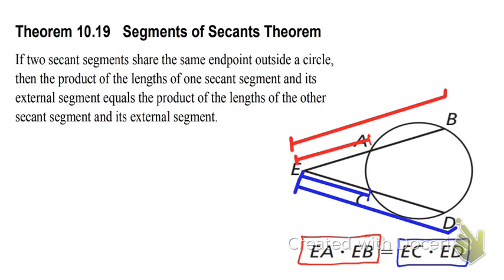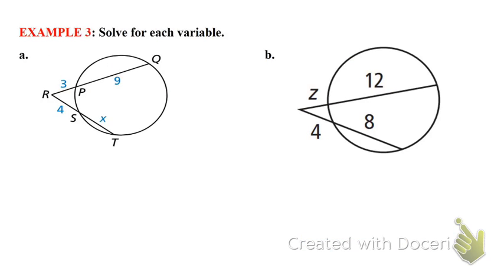Awesome. Okay. So in both of these problems, there are two secants. And so when you look at A, RP is the external, which is 3. And then the entire segment is RQ, which is 3 plus 9, which is 12. And then RS is the external segment, which is 4. And then RT is 4 plus X. So you're going to take the product of each of those, as you can see. So next you're going to multiply 12 times 3, and you're going to distribute your 4 on the other side.